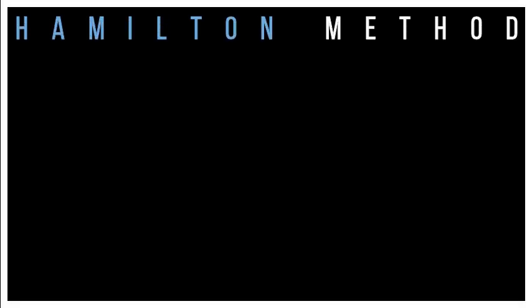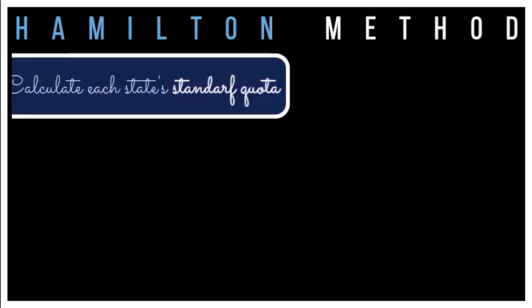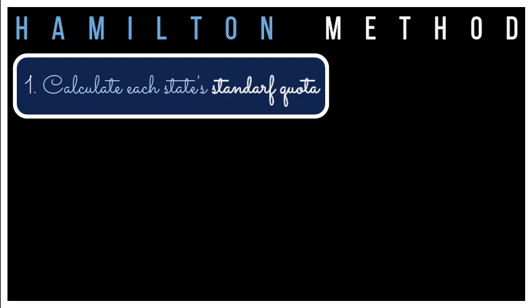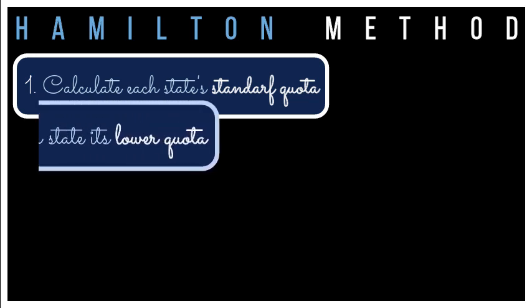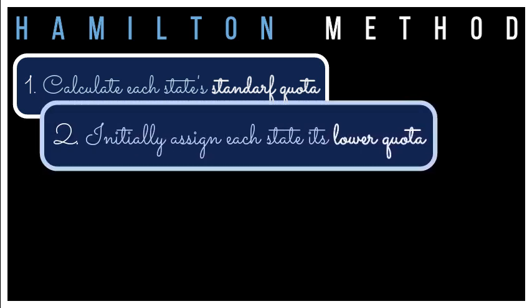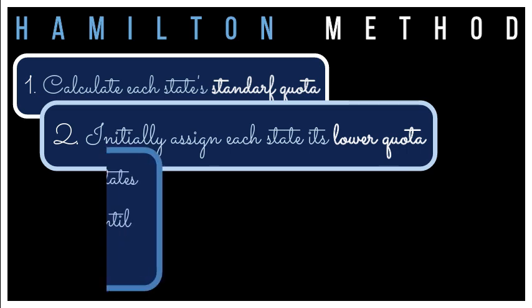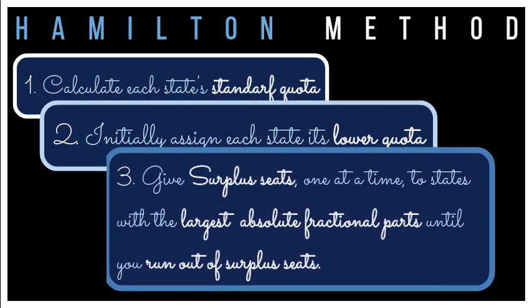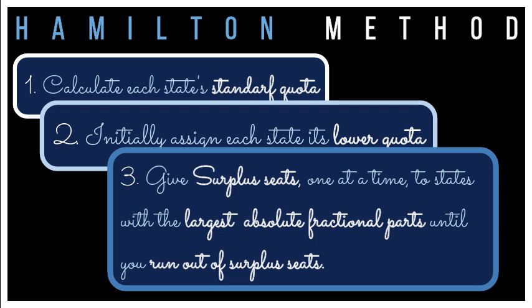First, we have the Hamilton method proposed by Alexander Hamilton in the 1790s. So first, calculate each state's standard quota. Then, you initially assign each state its lower quota. Third, we give surplus seats one at a time to states with the largest absolute fractional parts until you run out of surplus seats.